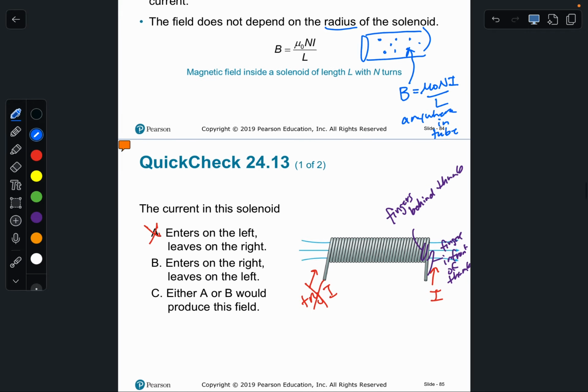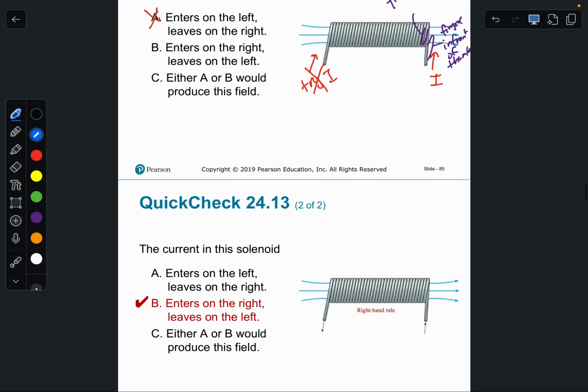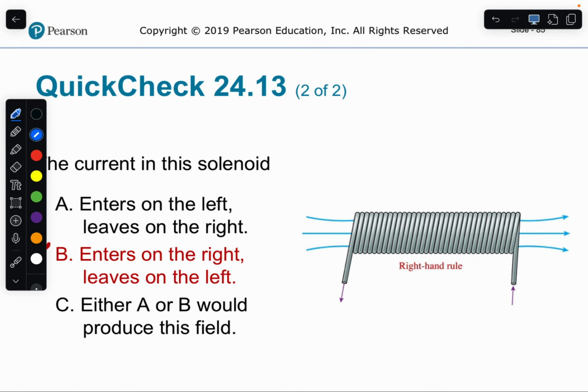So we did this right-hand rule. Okay, this one's a little tricky for a lot of people because you have to visualize what is behind the loop and in front of the loop, right? This current carrying wire here is behind the loop.